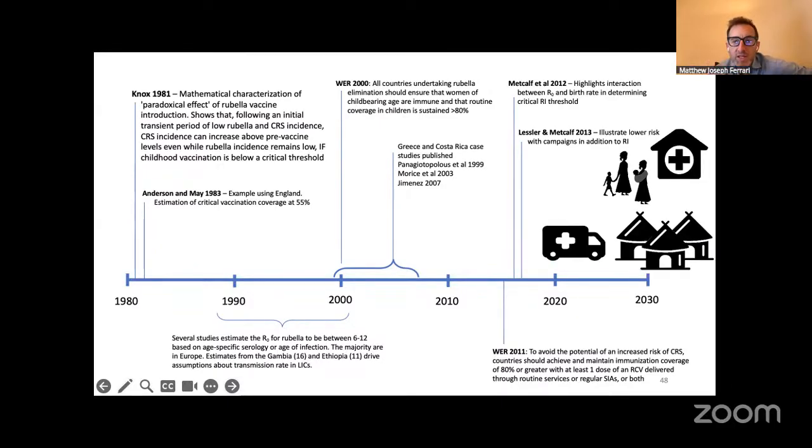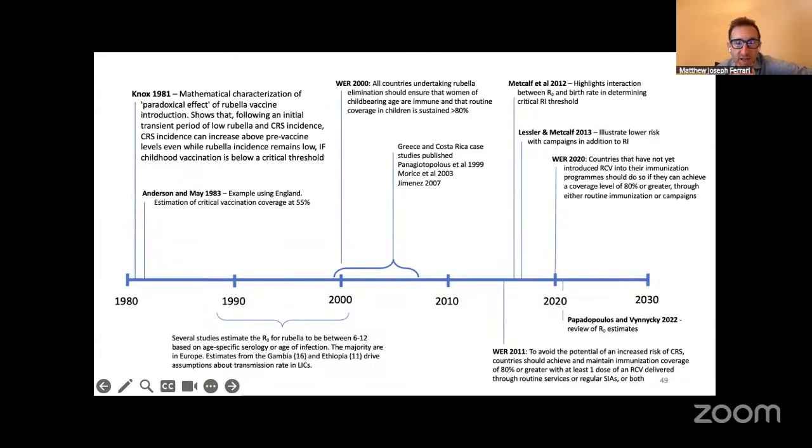Some research that was published in 2012 by Jess Metcalf and others highlighted the interdependence of both transmission rate and birth rate. So now interactions with demography in determining the critical threshold. And that was the first paper that indicated that 80% was in fact likely to be highly conservative for all but the highest transmission and birth rate settings. And then work by Lessler and Metcalf thereafter illustrated that even despite that, introduction of periodic SIAs could also prevent that paradoxical increase, even at low routine immunization levels.